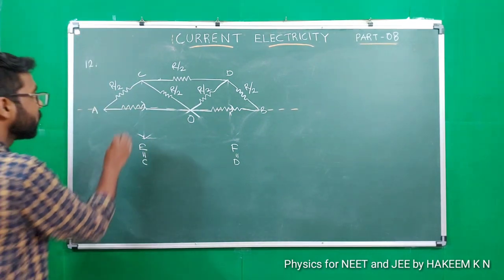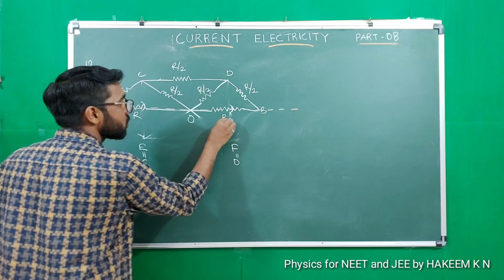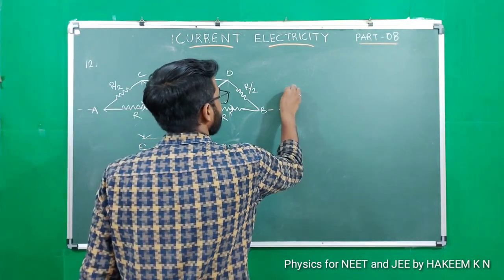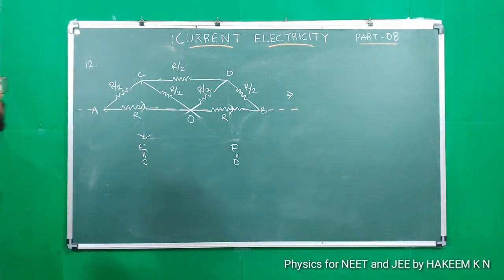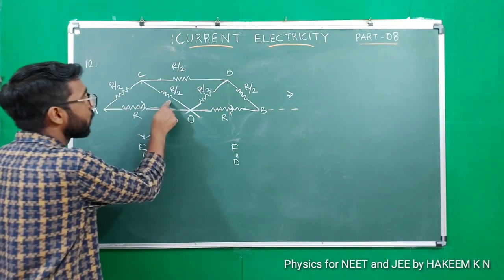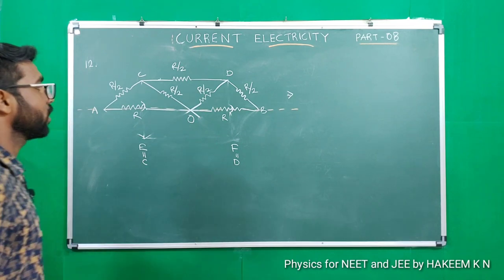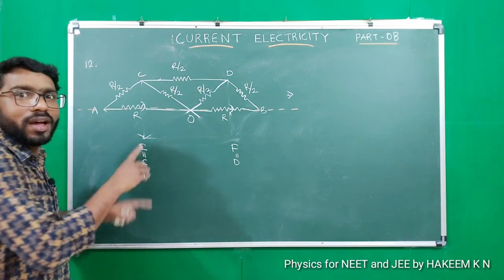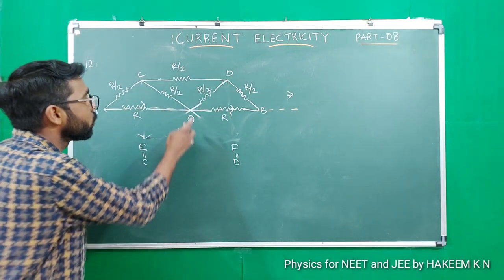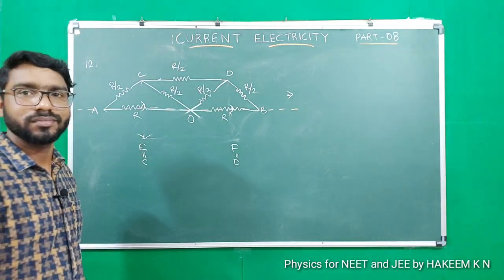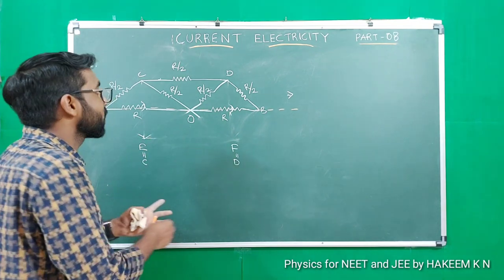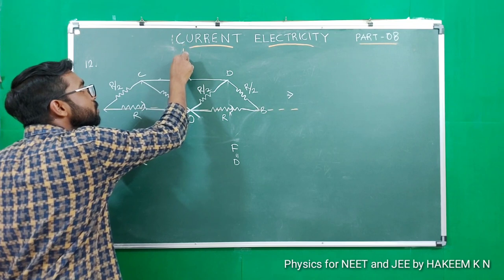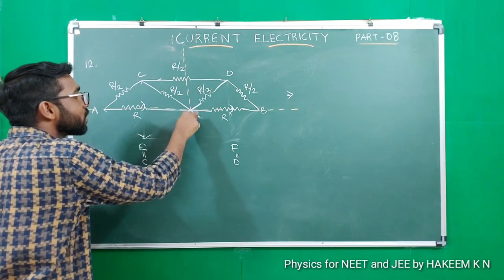Now you can see this is effective resistance R, right? Now drawing the equivalent network. R by 2 here, R by 2, R by 2. Sorry, we can't do like that. Here we have to apply mirror symmetry to avoid this junction, because here is a junction, right? Applying mirror symmetry.